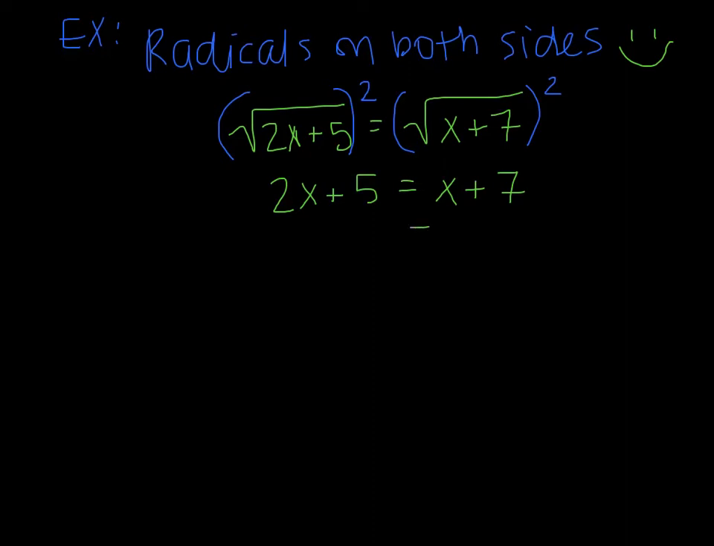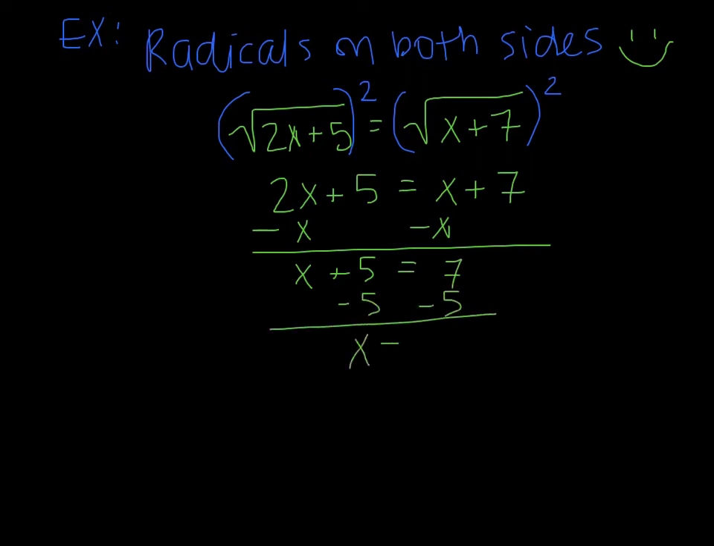I'm going to move both x's to one side. And then I'm going to move the 5 to the right-hand side. I've isolated x on one side all by itself, and I get that x equals 2.